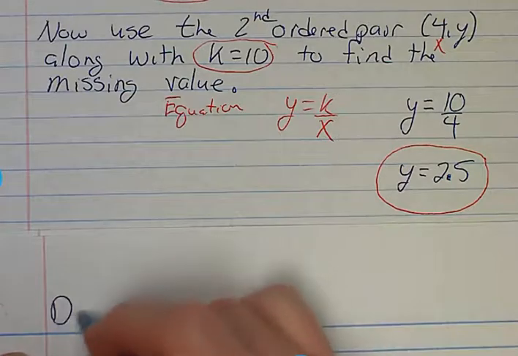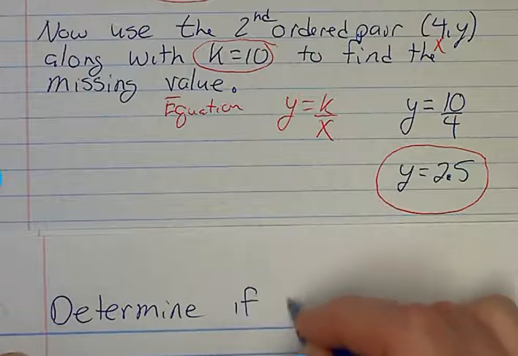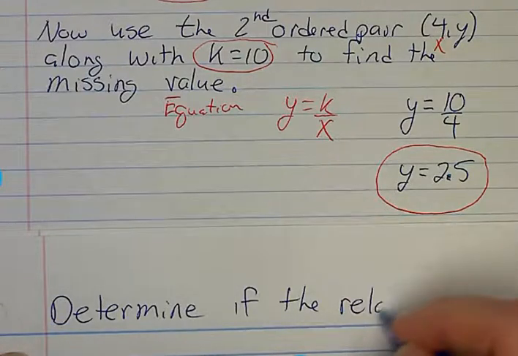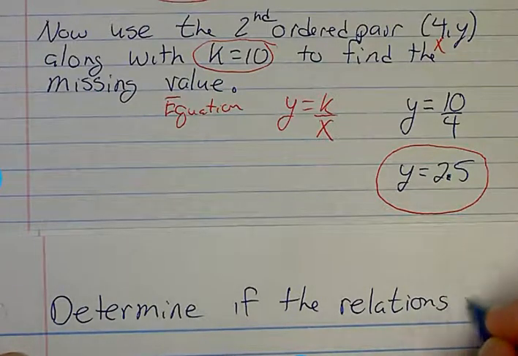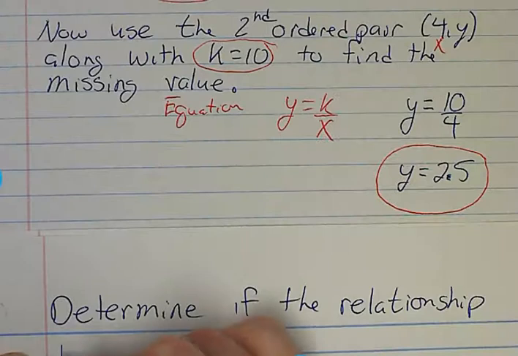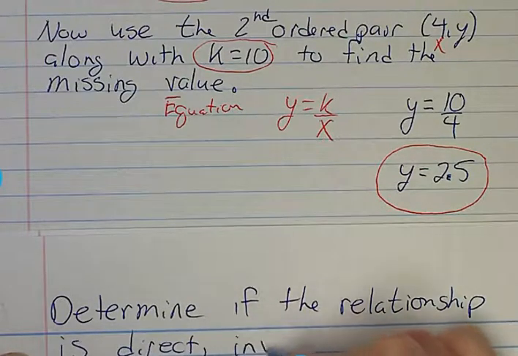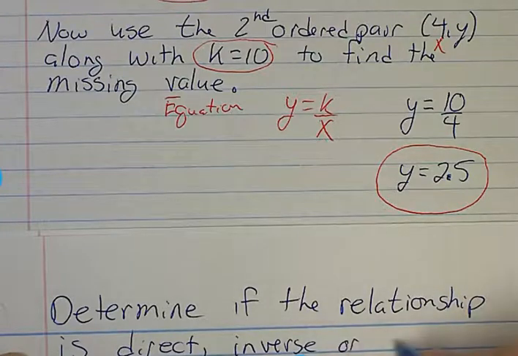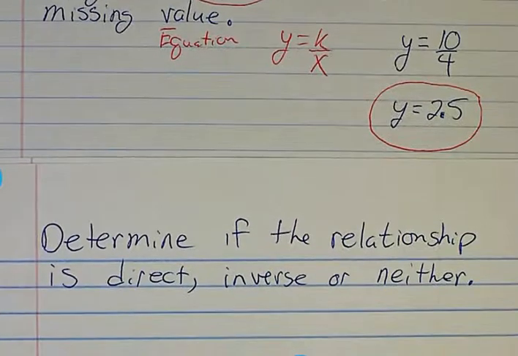They're going to give you a set of values. And they're going to ask you to determine if the relationship is direct, inverse, or neither. Okay, so that's the directions.